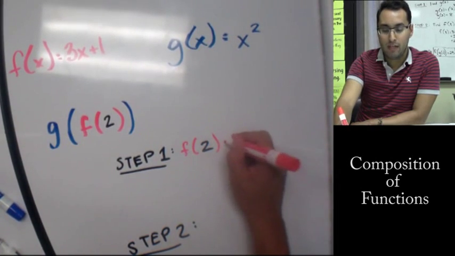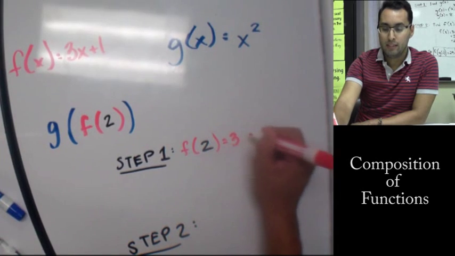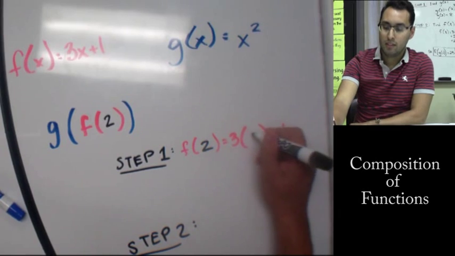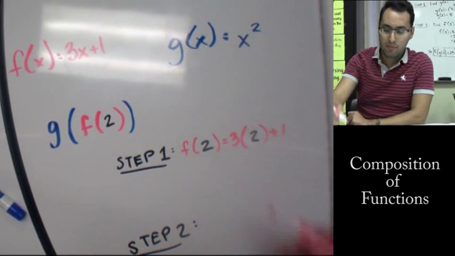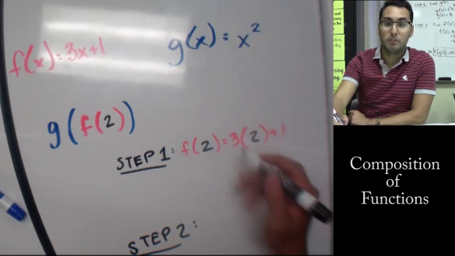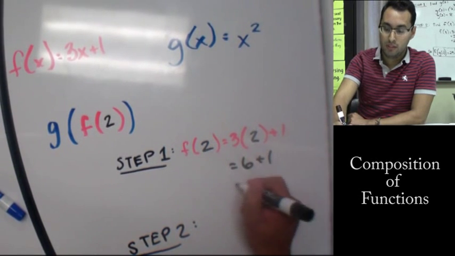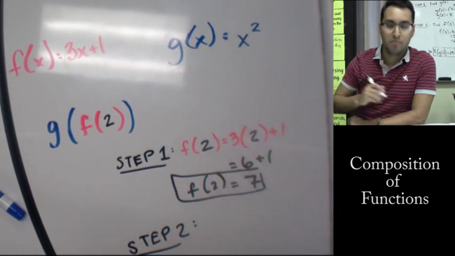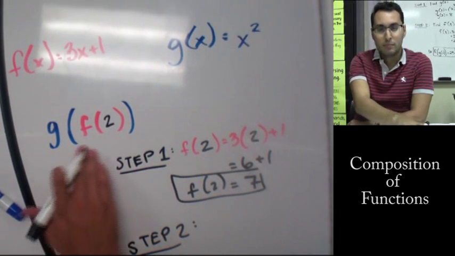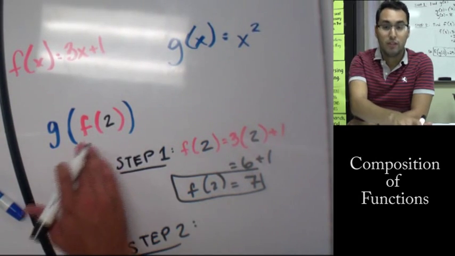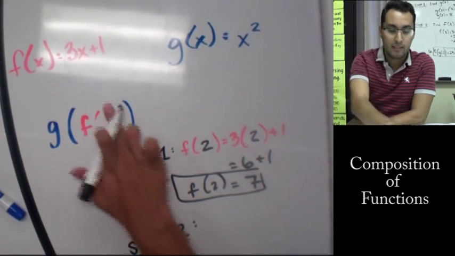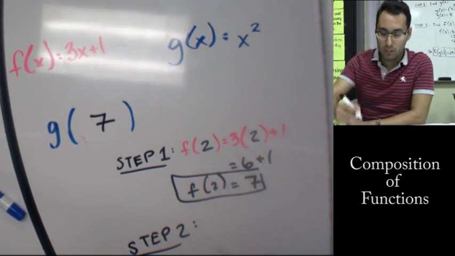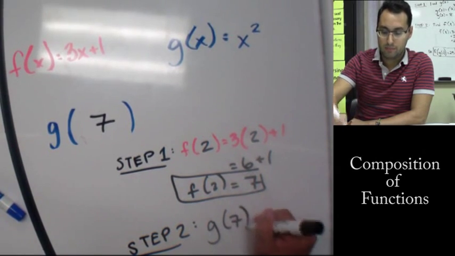So instead of f of x, we have f of 2 equal to 3, and instead of x, you'll have an input of 2. I'm going to write that in black. Looks like this. Simplifying, we'll have 3 times 2, which is 6, and then 6 plus 1, which is 7. So f of 2 is equal to 7. So for our step 2 here, we're going to compute g of 7.